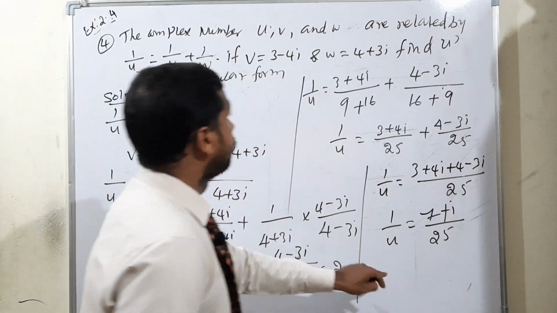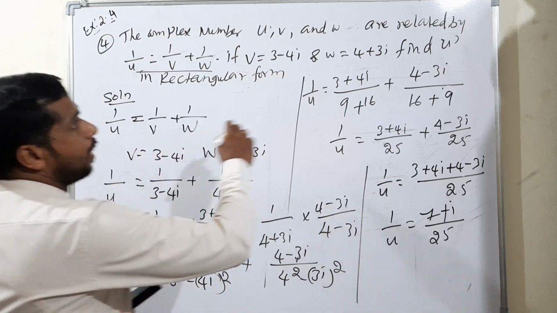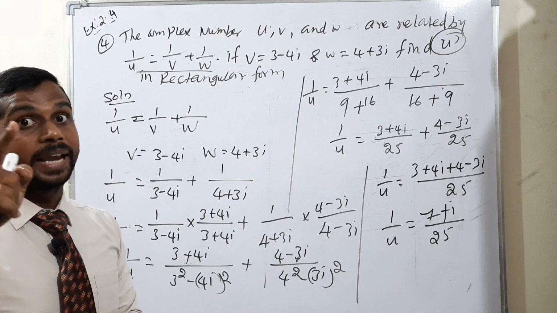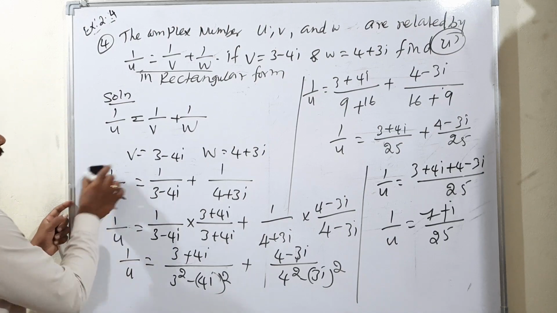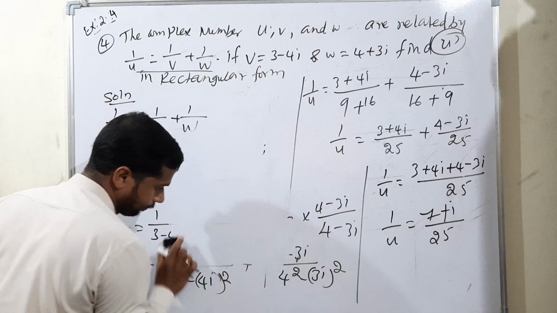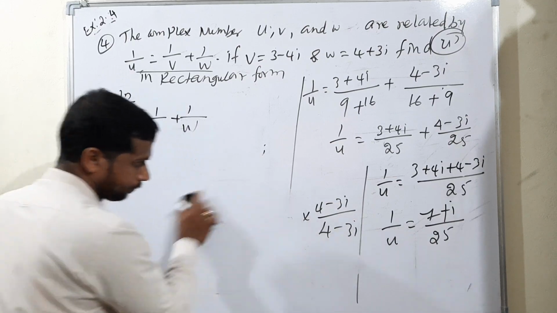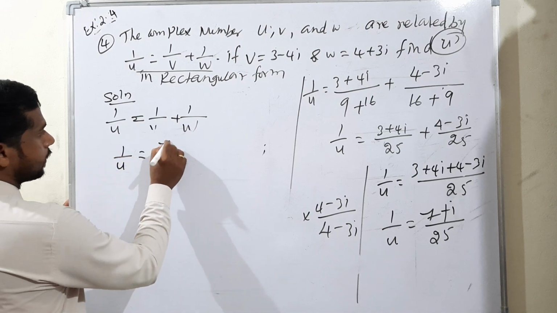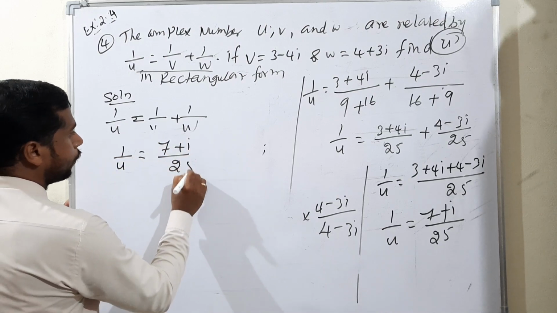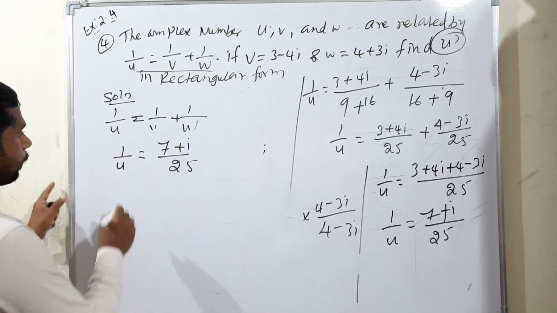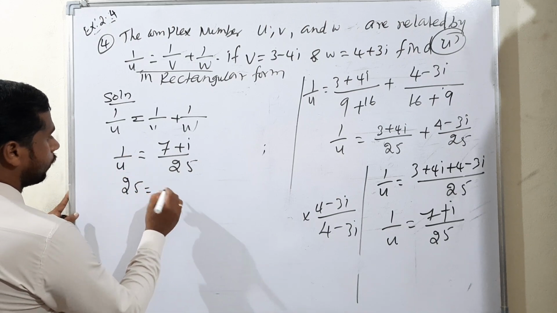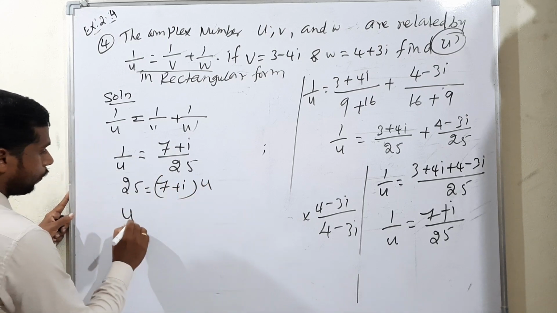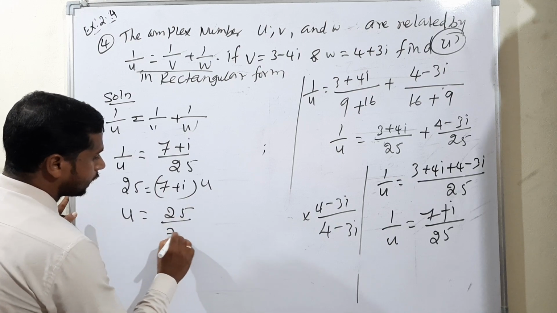We found the 1/u value, but actually what we need is to find u in rectangular form. What is the meaning of rectangular form? x plus iy, that is the important condition. So 1/u is equal to (7 plus i)/25. Cross multiplying, 25 is equal to (7 plus i) into u. Therefore, u is equal to 25/(7 plus i).